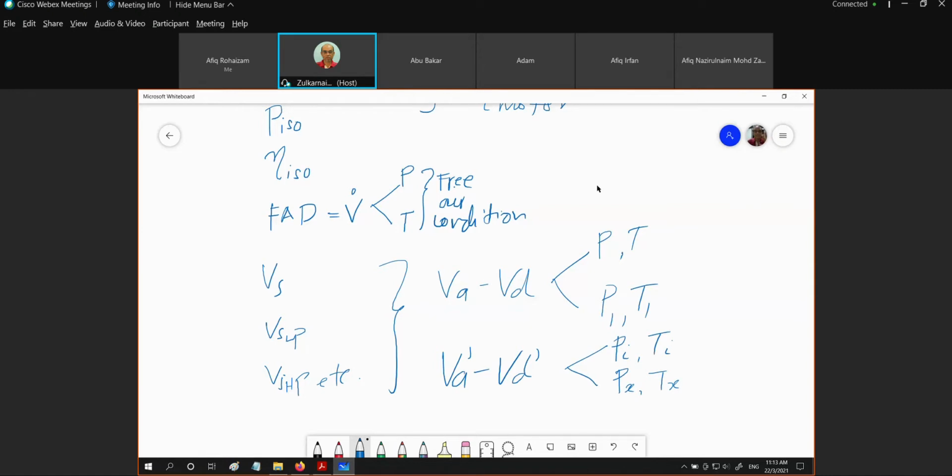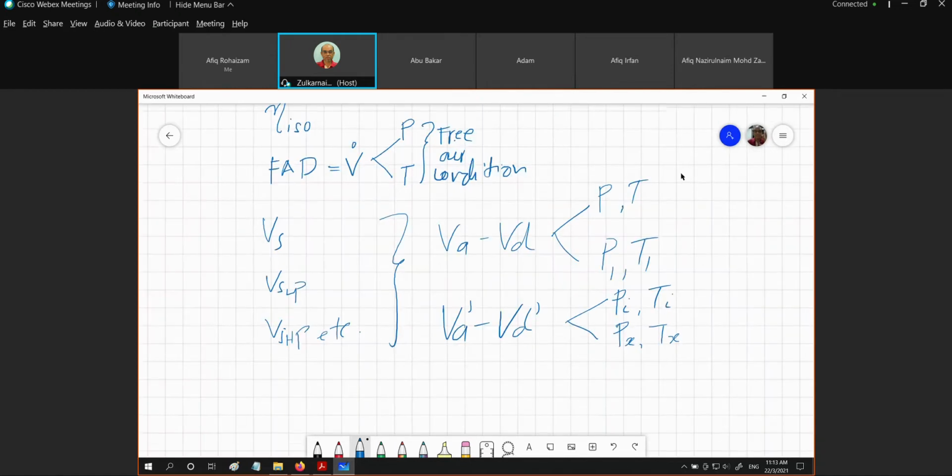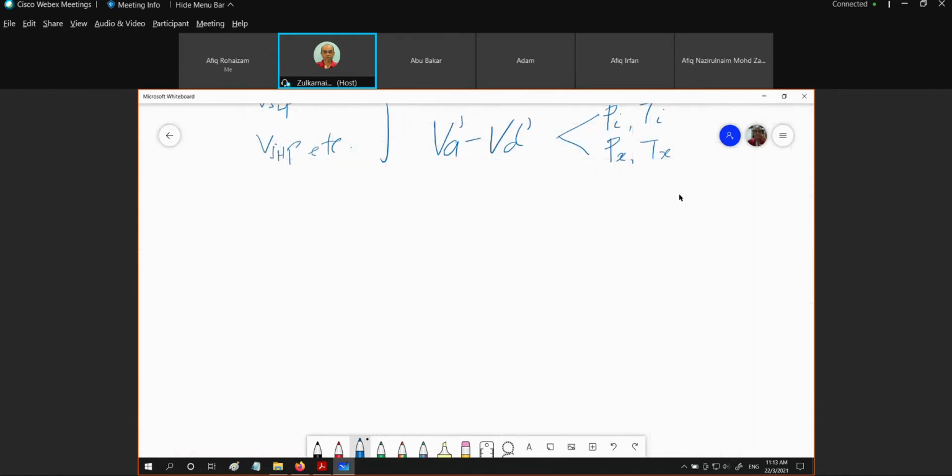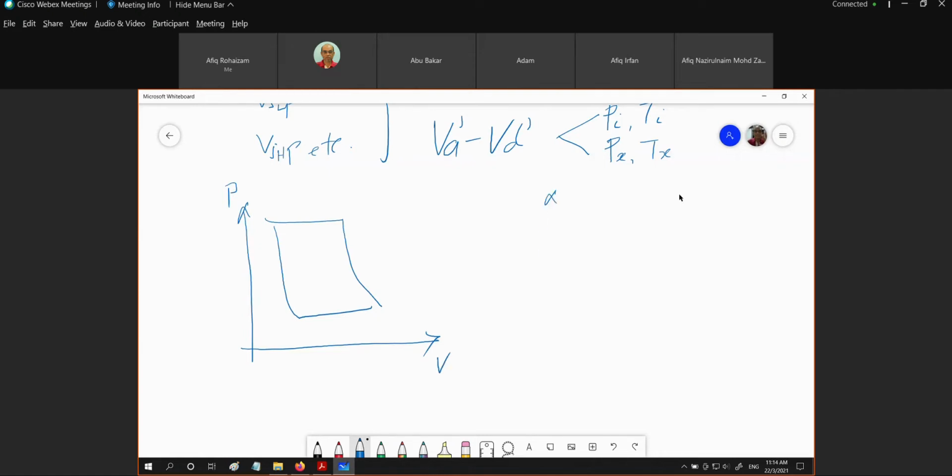You need to understand each term, what is the meaning of each term, and also you must understand the PV diagram, because everything is being derived from the PV diagram. As far as the IP is concerned, as far as the VA minus VD, VS is concerned, okay, you must know the PV diagram, either for first or for a single stage, and also for the multi-stage compressor. Okay, you must know all that.